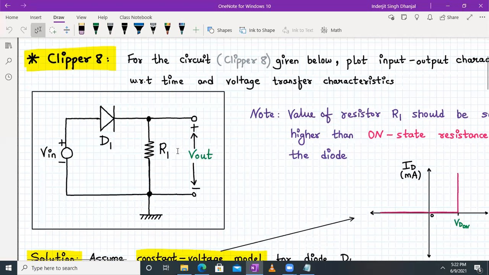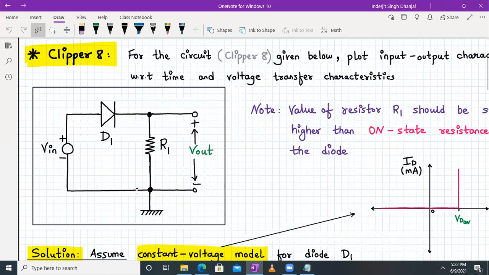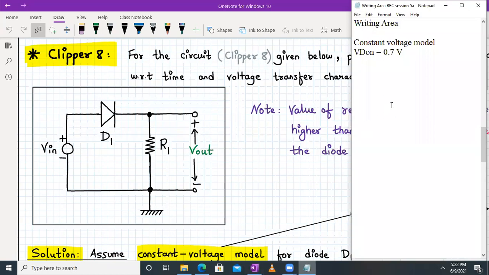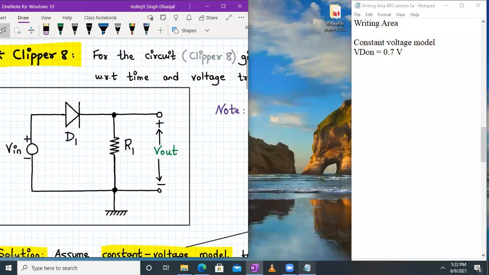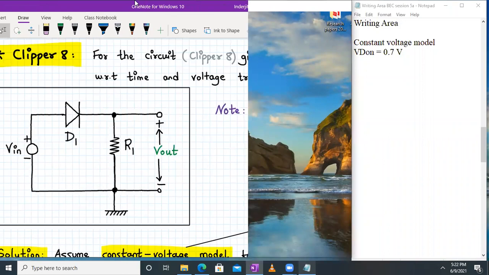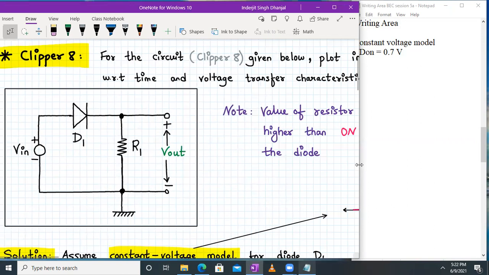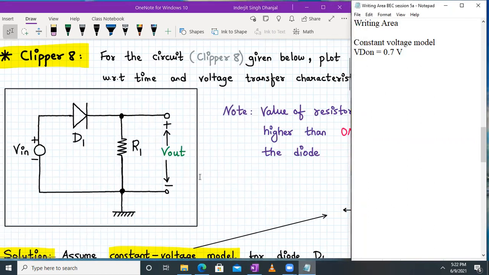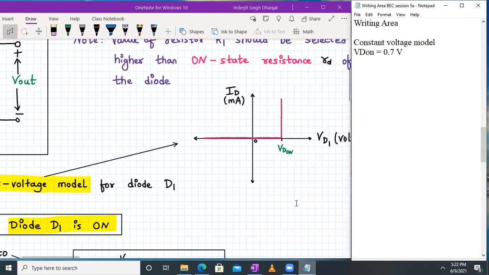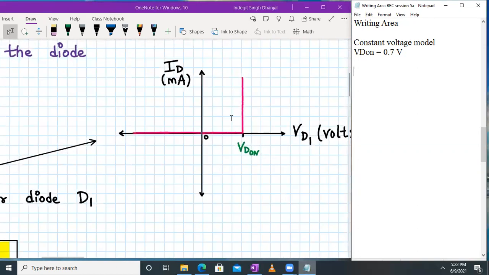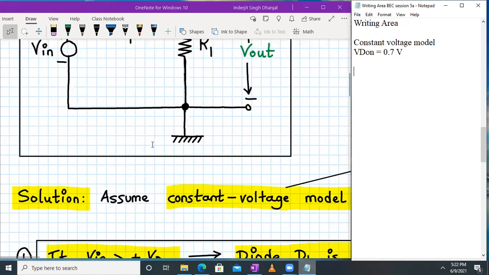Now, let us look at how this circuit will work. Okay, so let us start the analysis. We have to determine first when the diode will turn on, at what condition. We are using the constant voltage model for the diode D1. Constant voltage model means whenever the voltage across the diode is greater than VD on, it is on and a large current flows. And whenever the voltage across the diode is less than VD on, the diode will be off. That's the constant voltage model.